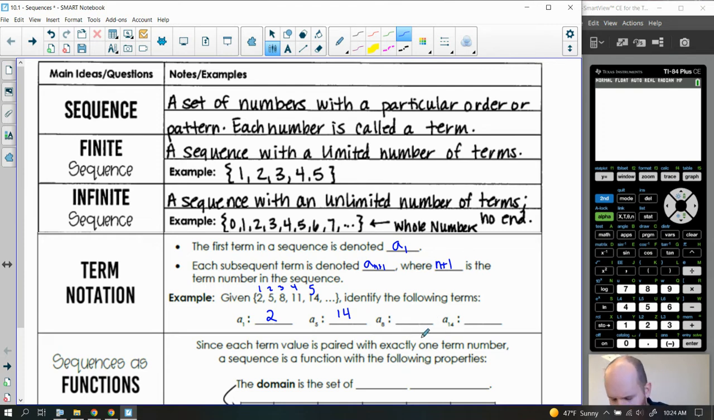Then if I want term 8, I'm going to have to try to infer what kind of pattern is going on here. If I notice, it seems that I'm adding 3 each time. 2 plus 3 is 5, 5 plus 3 is 8, 8 plus 3 is 11, 11 plus 3 is 14. So the sixth term I'd expect to be 17, the seventh term 20, the eighth term 23. So a sub 8 I'd expect to be 23.